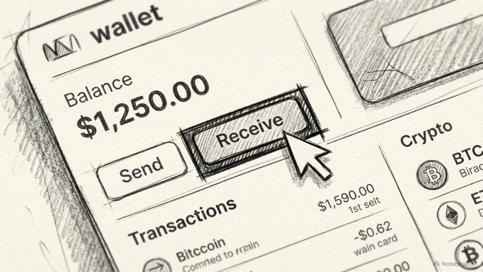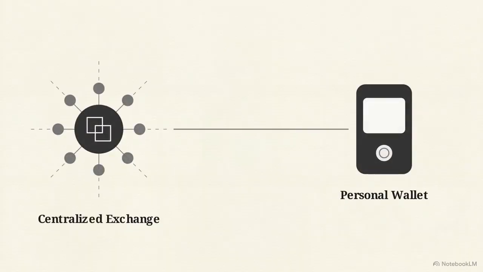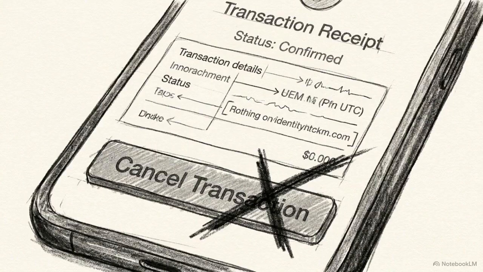To move your crypto off an exchange, click the Receive button in your new wallet, choose your specific cryptocurrency, and copy the public address. This animation illustrates the golden rule of blockchain transfers. Always send a microscopic test transaction first. Sending the bare minimum confirms the connection is correct.